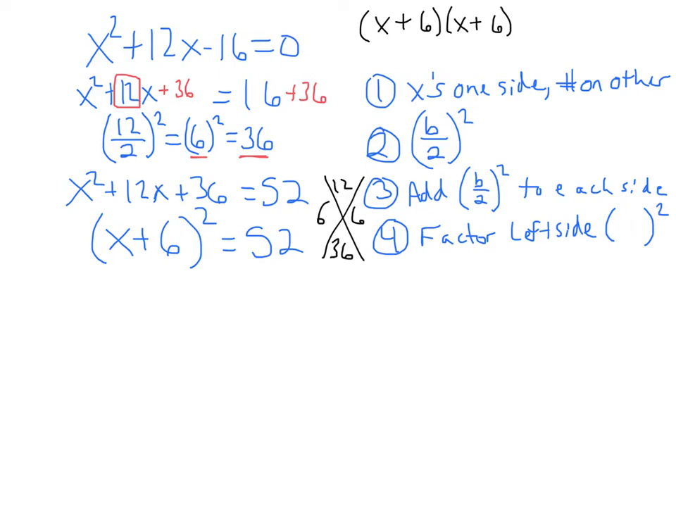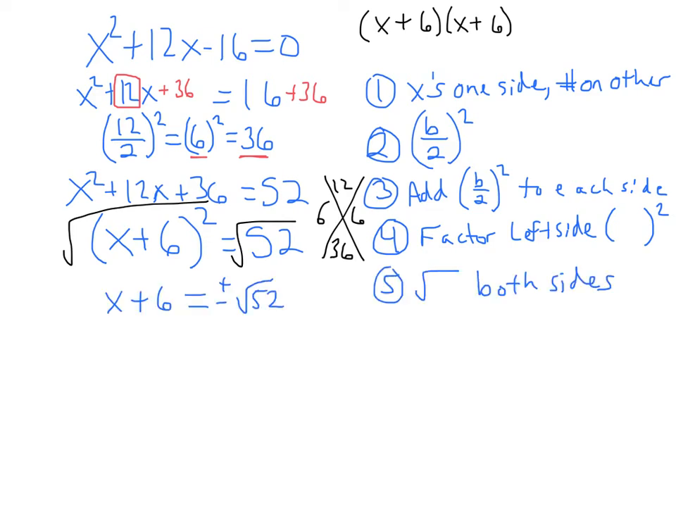Okay, excellent. Now the next thing we have, well, we saw these problems a few days ago. To get rid of the squared on this side here, we can just square root both sides. So I end up with x plus 6 equals plus or minus the square root of 52. Now we have to think, can I simplify the square root of 52? Well, if I divide it by 4, I will be left with 13. So yes, I can. The square root of 4 is 2. So I have plus or minus 2 square root of 13.